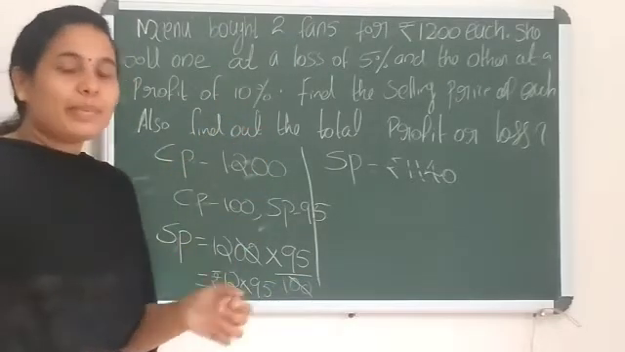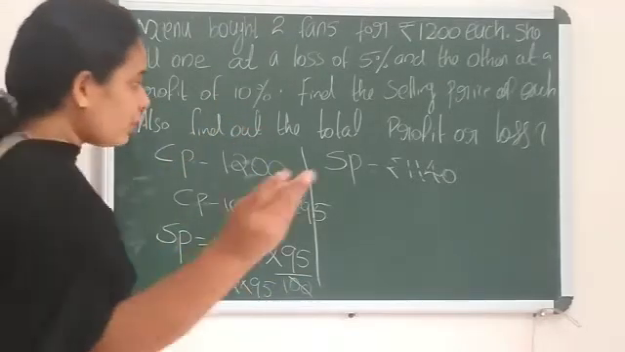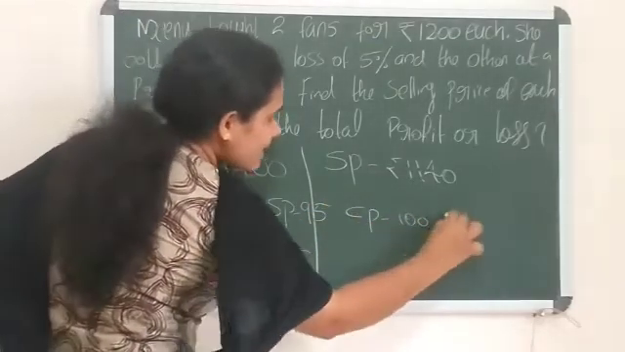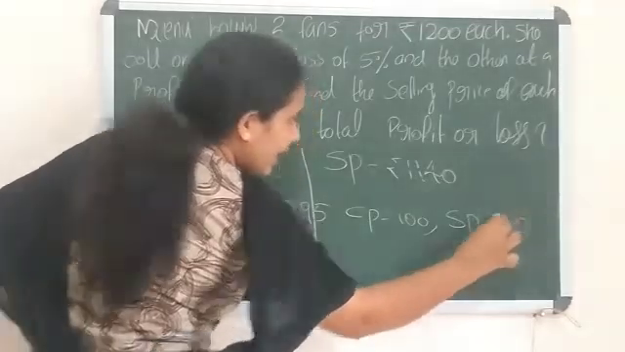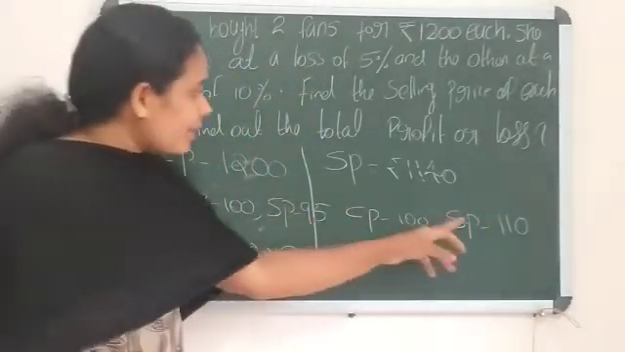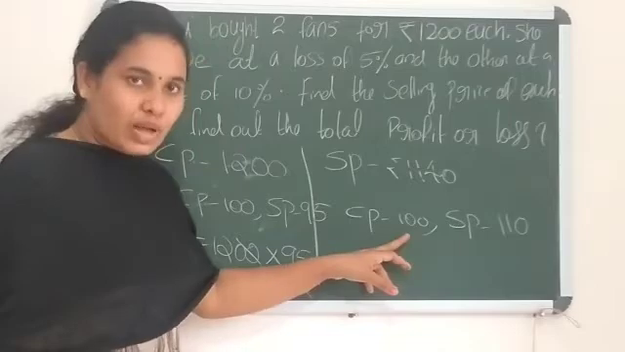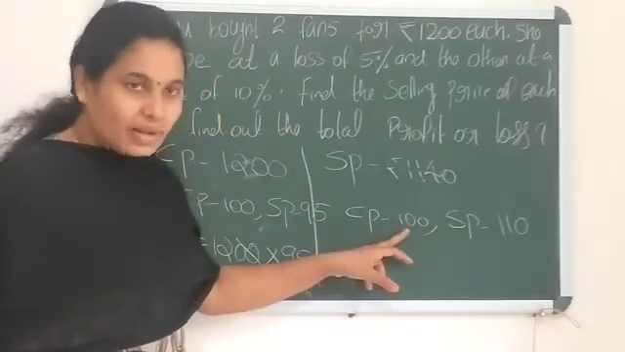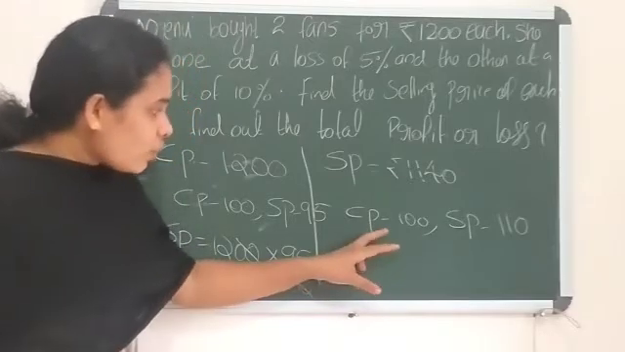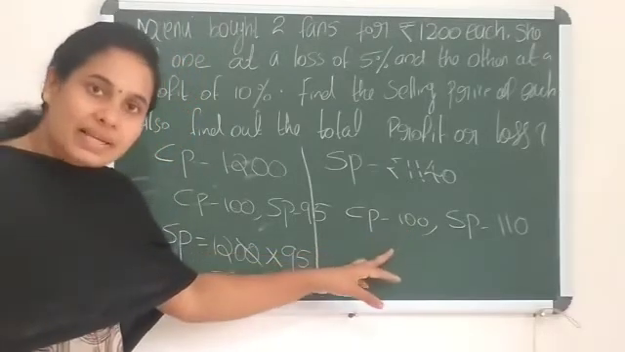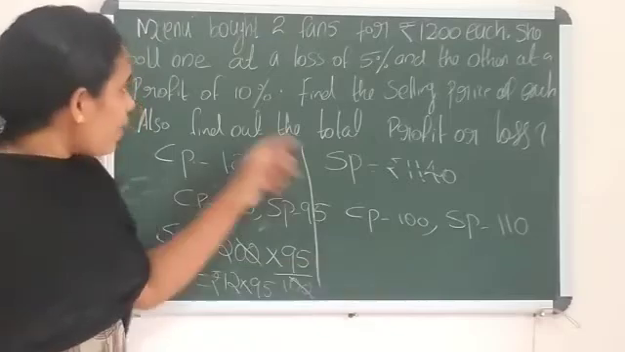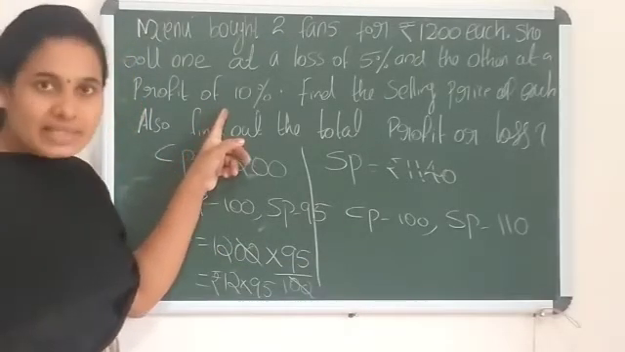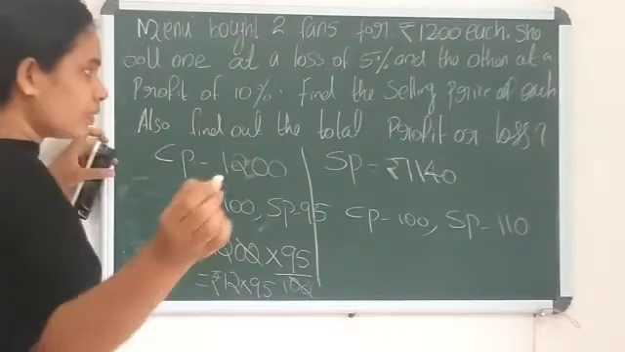Now, for the second fan, you can see that there is 10% profit, no? So what do you mean by 10% profit? If you have a cost price 100 and selling price 110, here you can see selling price is greater than cost price, no? And what is the difference? Selling price minus cost price is 10. So here if you have cost price 100 and selling price 110, you will have a profit percentage of 10%. Okay, that is the meaning.